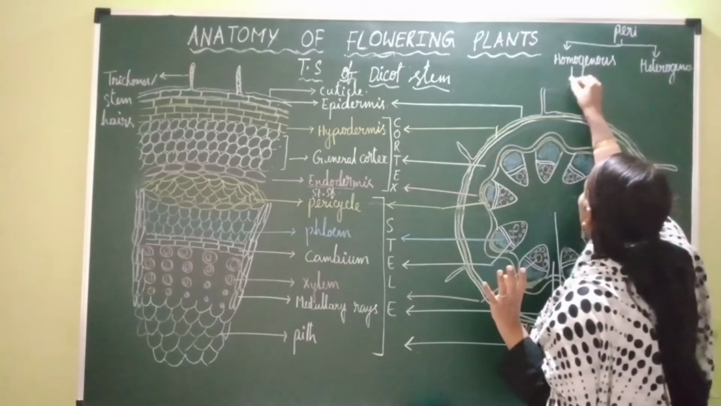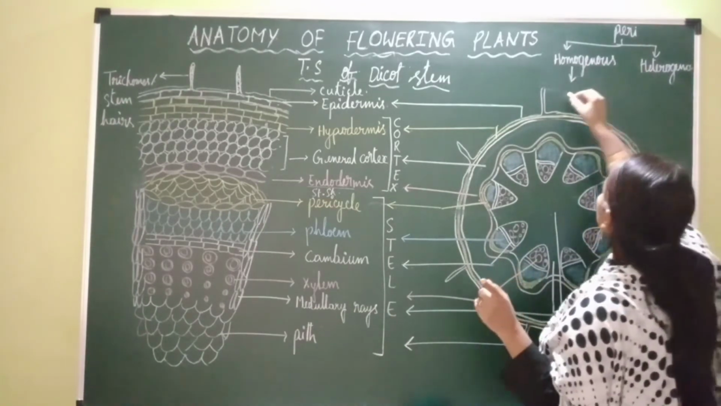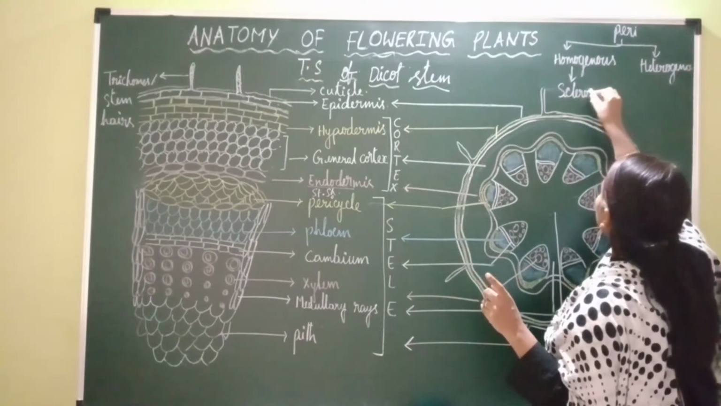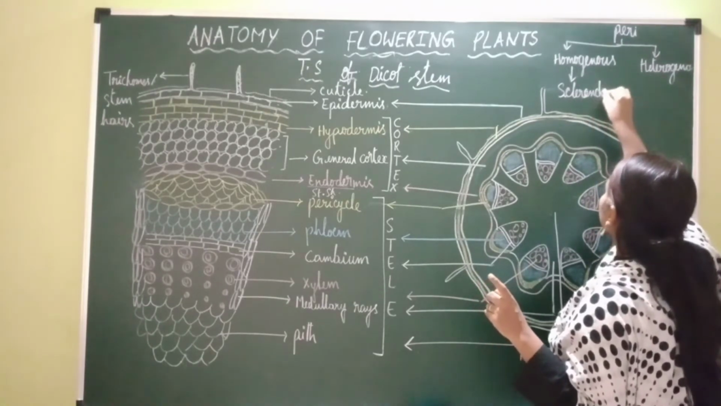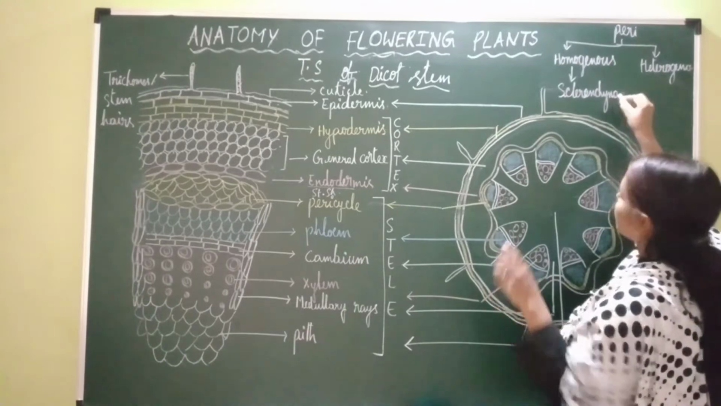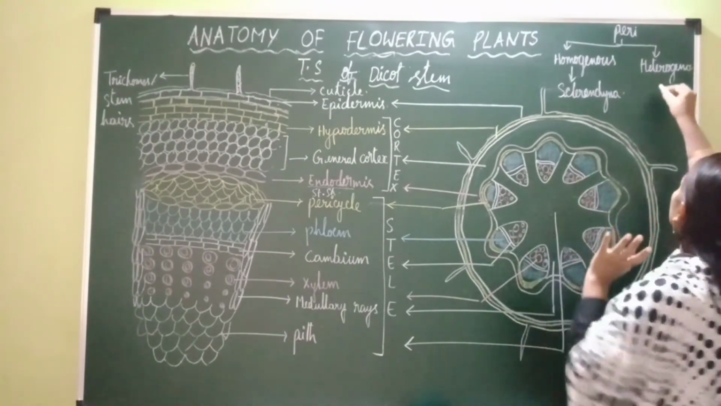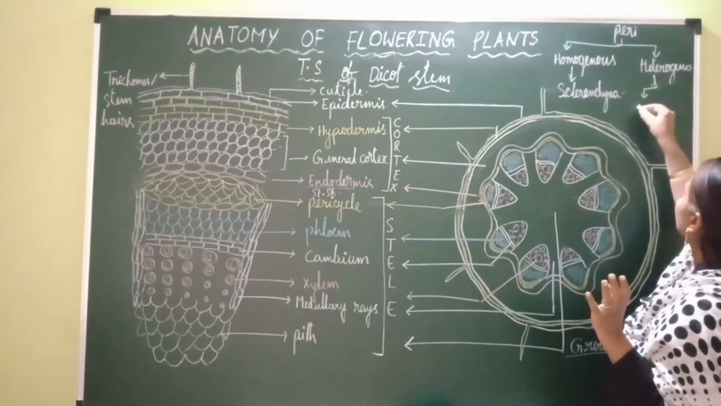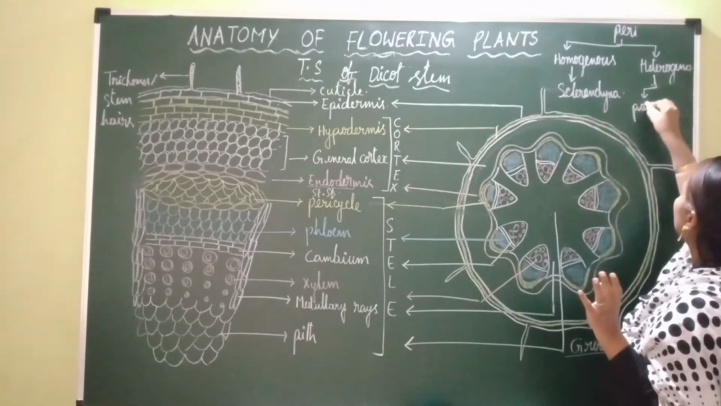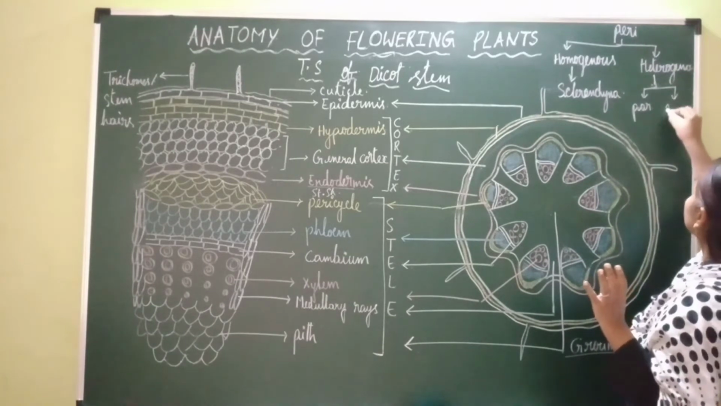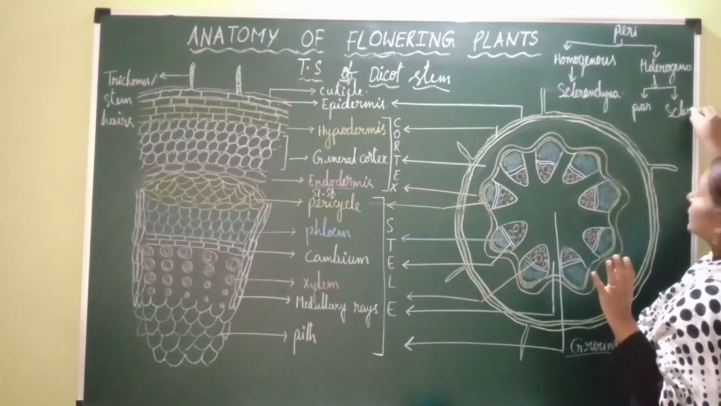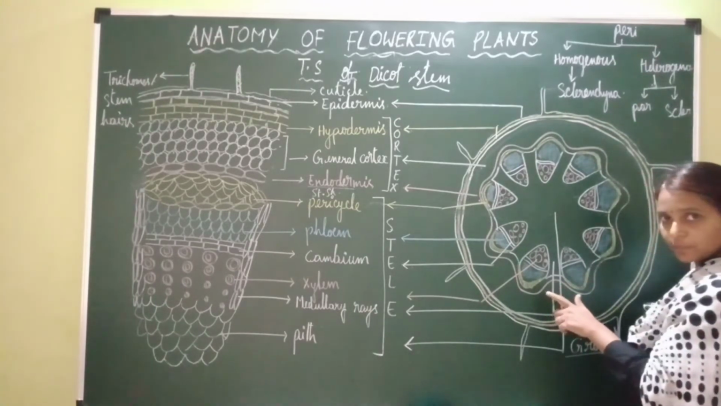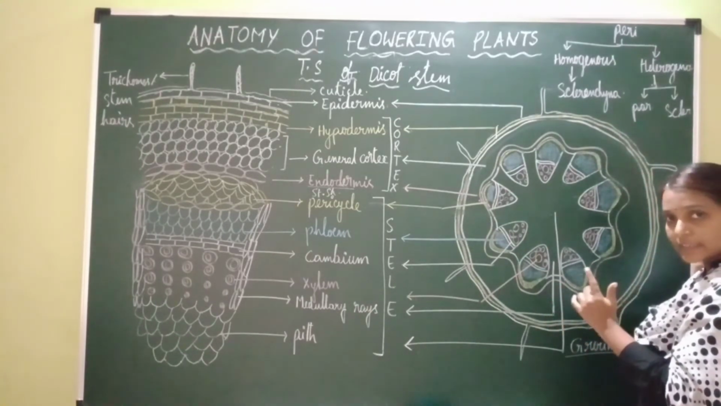If it is homogeneous, it is made of only one type of tissue, sclerenchymatous tissue. That is called homogeneous pericycle. If it is heterogeneous, some part of this pericycle is made of parenchyma and some part is made of sclerenchyma, right? That is called heterogeneous pericycle. Let's observe how it is heterogeneous.